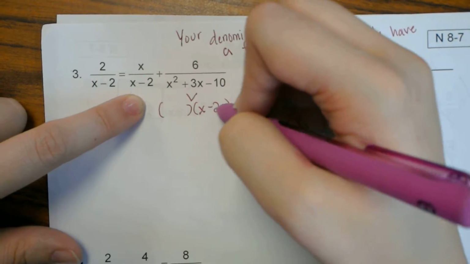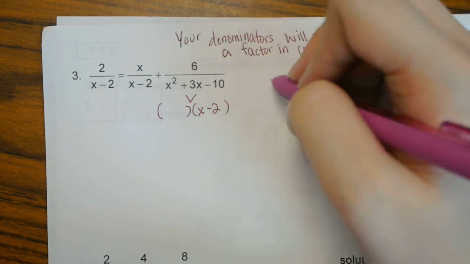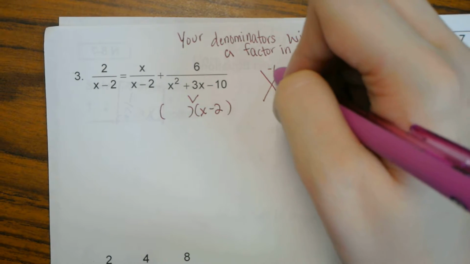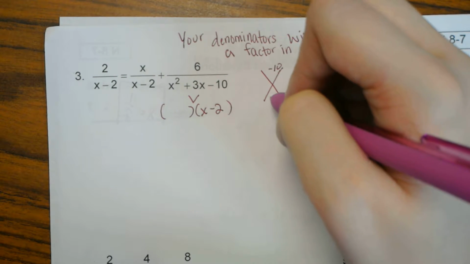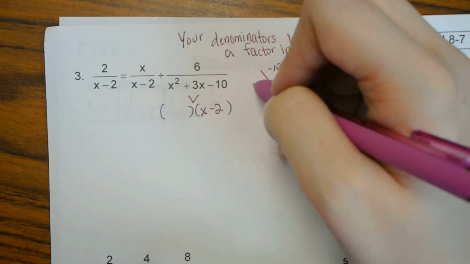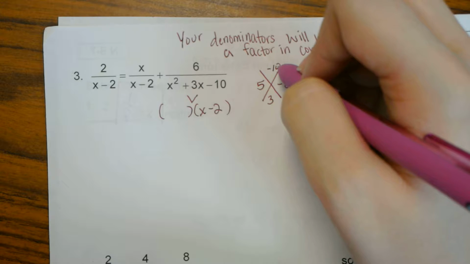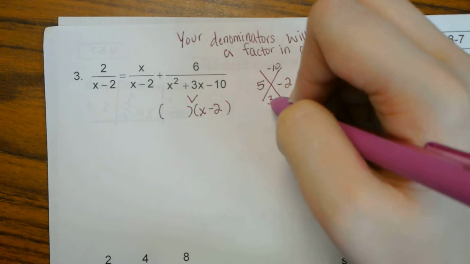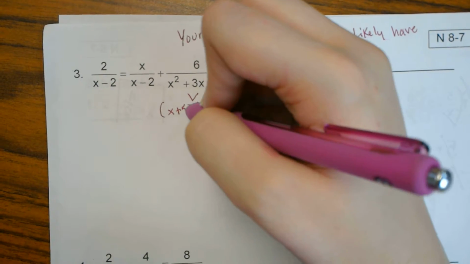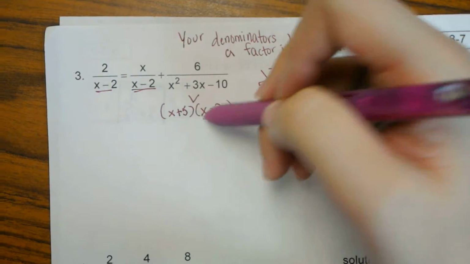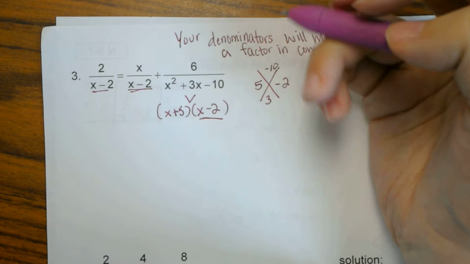So if it was an x minus 2, I have to figure out what the other number is. It multiplies to negative 10, adds to 3. So that'd have to be a 5. 5 times negative 2 is negative 10. 5 plus negative 2 is 3. So they all have an x minus 2 in common.